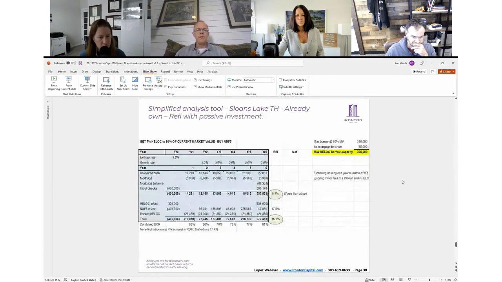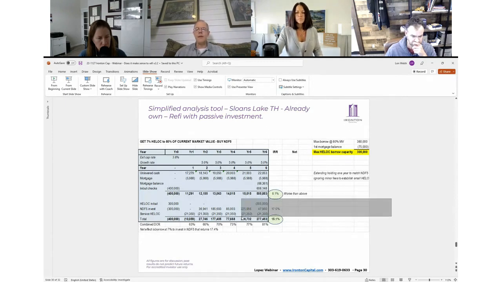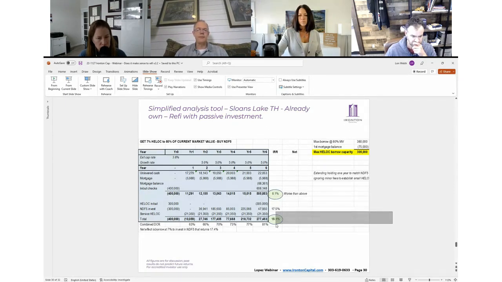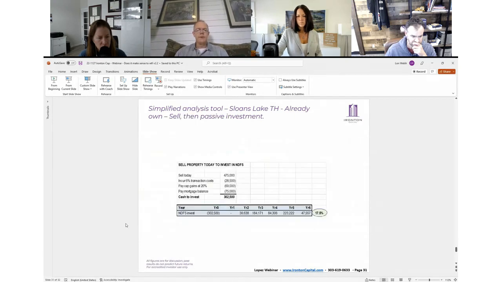So the next option is, what if we got a bigger HELOC and we took out a little bit more money so that we could invest it? And the answer is the property on its own would generate about an 8% annualized return. That investment we make would be about 17.5, and the blended return would be about 15, quite a bit better. Or we could sell it, with the transaction costs, capital gains, paying off that little mortgage, and invest the proceeds.